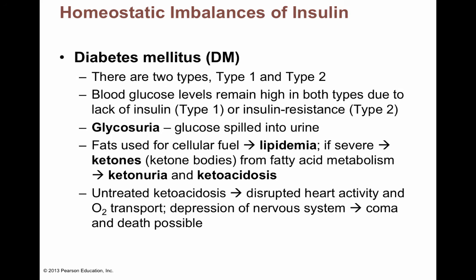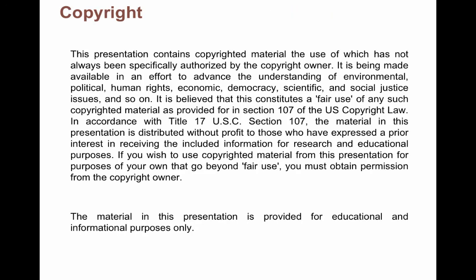So both of these problems with keto bodies, especially ketoacidosis, will lead to the point of your blood becoming acidic, and if the pH is too skewed, it can start basically destroying other proteins. Untreated ketoacidosis can disrupt heart activity, O2 transport, depression of the nervous system, and coma and death is possible. So that's why it's very important that you control diabetes.